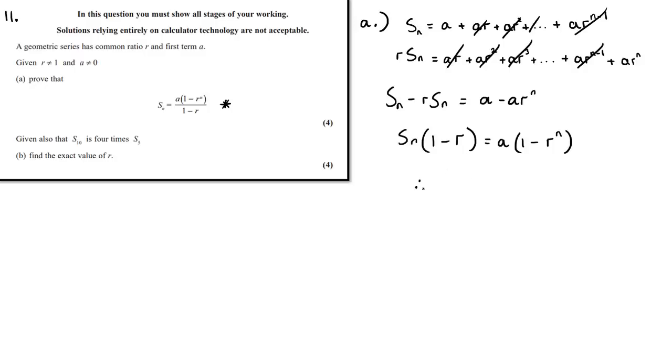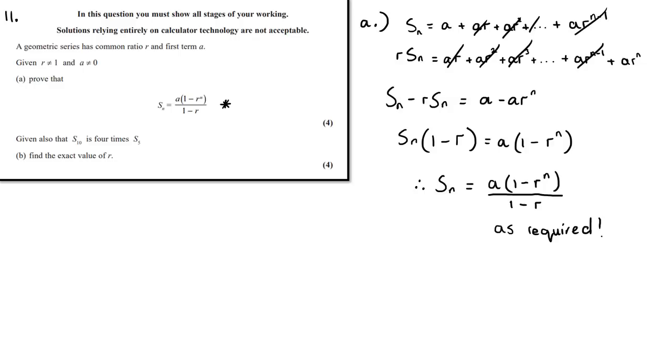So therefore, to get just Sn on its own, I need to divide by this 1 minus r. So therefore, Sn is equal to a times 1 minus r to the power of n, and then we divide it by 1 minus r. Okay, divided by 1 minus r. And notice then we get the result that we need to prove here. So this is as required. Okay. So that gives us the first 4 marks there, giving us our proof.